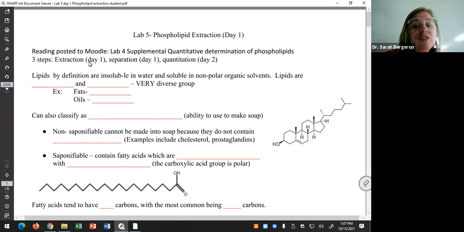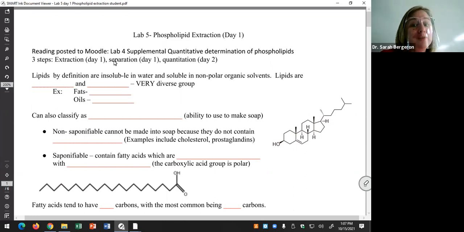So the first day is just extracting them, and then think about inside the cell, how many different lipids, just general lipids, do you have in the cell? A bunch of different kinds, right? One subset of those are phospholipids, right? So they have a phospho group on the head group, and there are variations of that.